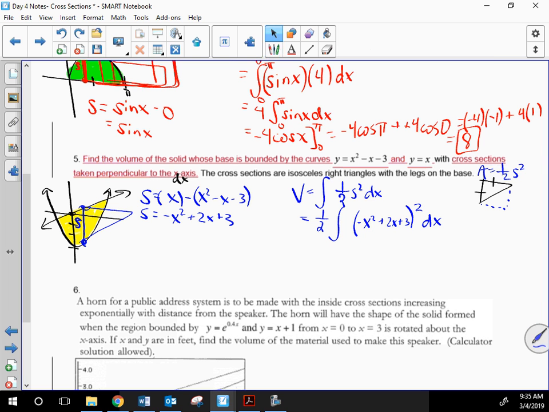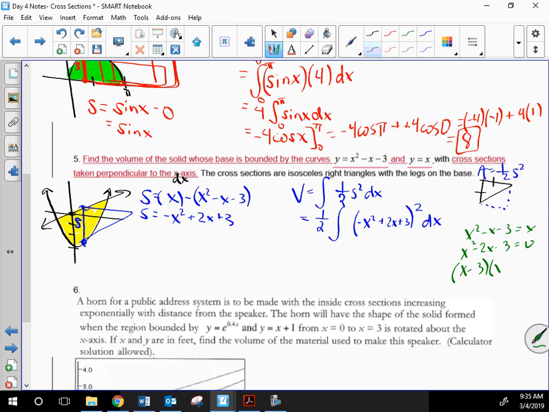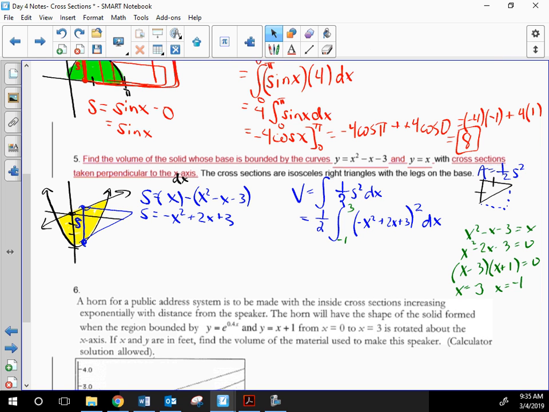How do I find my intersections again? Yeah, set it with an equal sign. x squared minus x minus 3 equals x. Subtract x over, so x squared minus 2x minus 3 equals 0. So x minus 3, x plus 1, x equals 3 and negative 1. Again, we could integrate that by hand, but to save on time, we get an answer of 256 over 15.